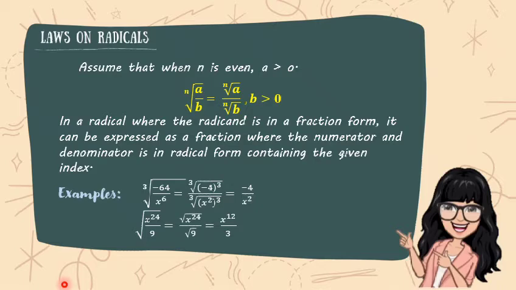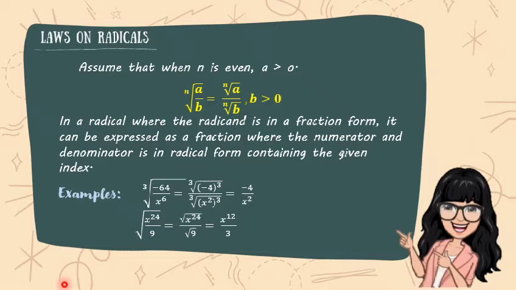Example, square root of 9. Principal square root of 9 is equal to positive 3. But if you say square root of 9, your square root of 9 can be positive 3. It can also be negative 3. But if we get the principal square root, it's just the positive 3. So, take note of that.